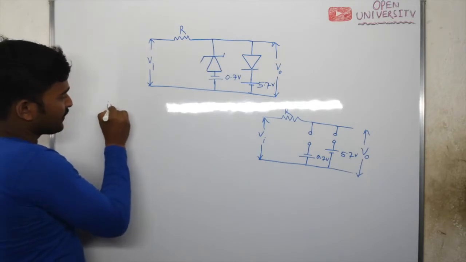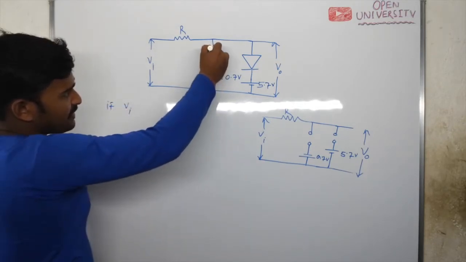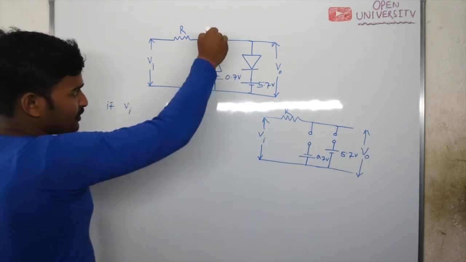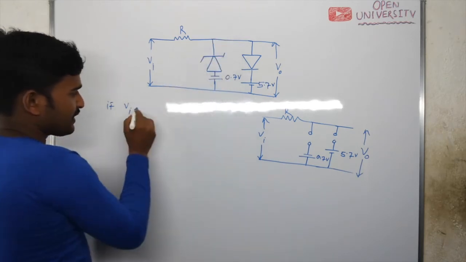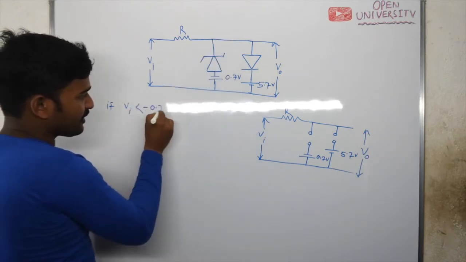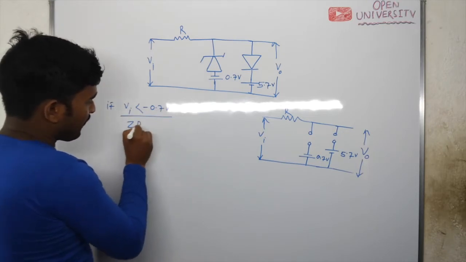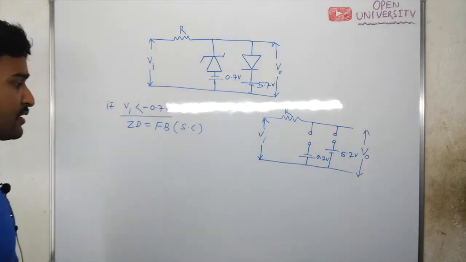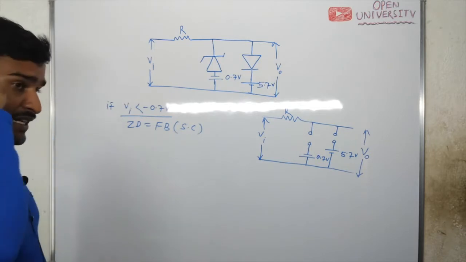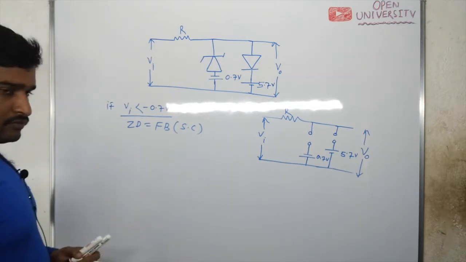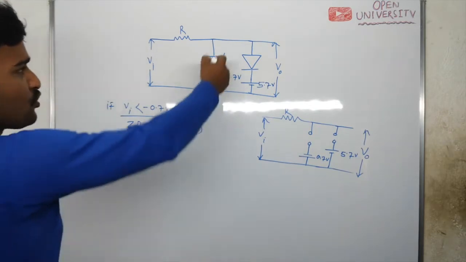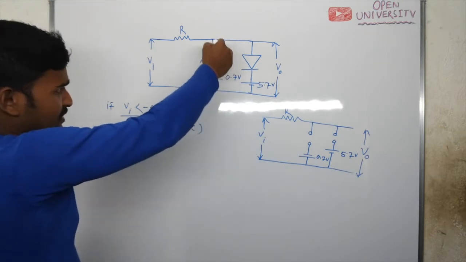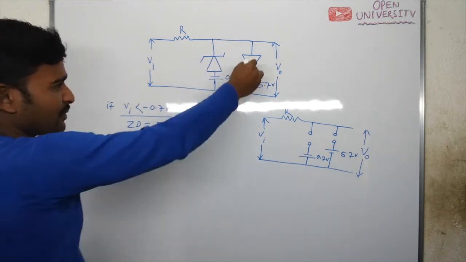For what values of input will this Zener diode be forward biased? If VI, this side voltage, is less compared to this side voltage, which is minus 0.7 volt, that is if VI is less than minus 0.7 volt, then your Zener diode becomes forward biased. We know that when a Zener diode is forward biased, if it is an ideal Zener diode, we will make it short circuit, so I will replace this Zener diode with a short circuit. And what about this normal diode?